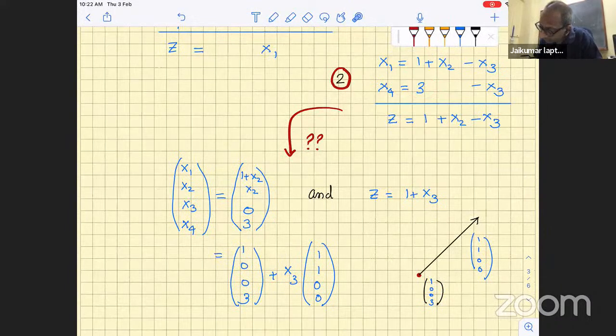And x2 and x3 have been set to 0. This value is 1 and the last value is 3. But if I parameterize by x2, I can substitute any value for x2. Then I get a solution like this.